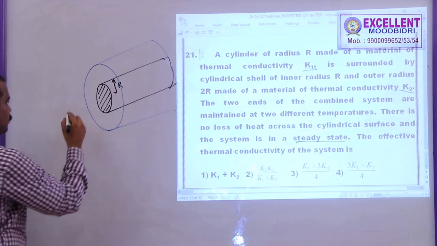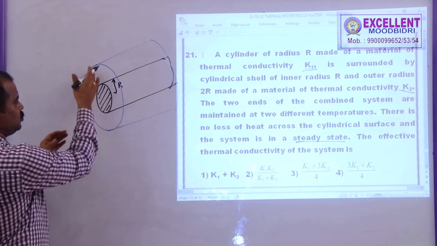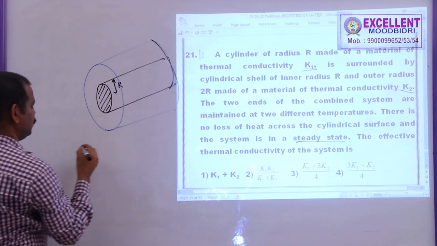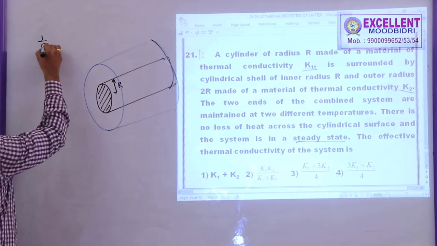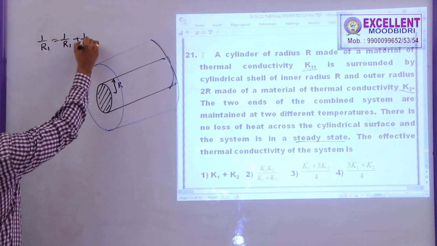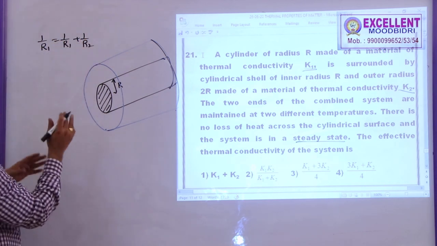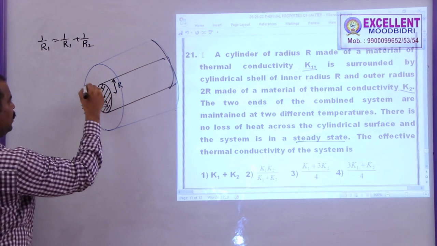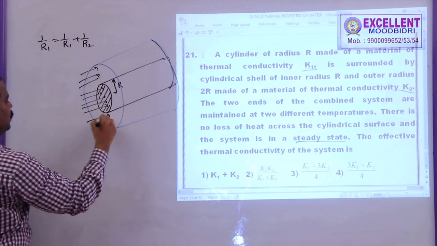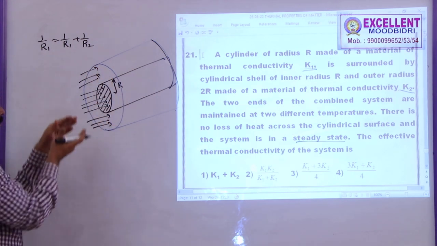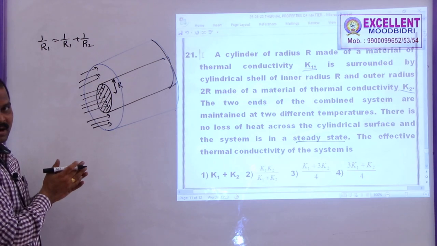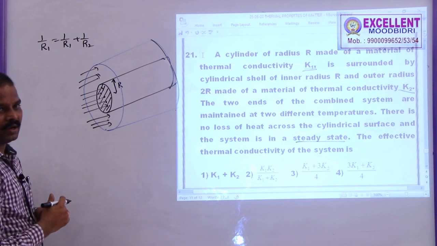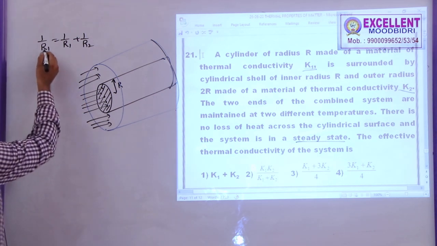In this, if you supply heat energy, as these two are in parallel to each other, in parallel combination, we know that 1 by R is equal to 1 by R1 plus 1 by R2. Why is it parallel? If we give heat energy here, some heat will flow through the inner cylinder and some heat will flow through the outer cylinder. So here the heat is dividing, just like in a parallel combination of resistors, current divides, here heat energy or rate of flow of heat is dividing.